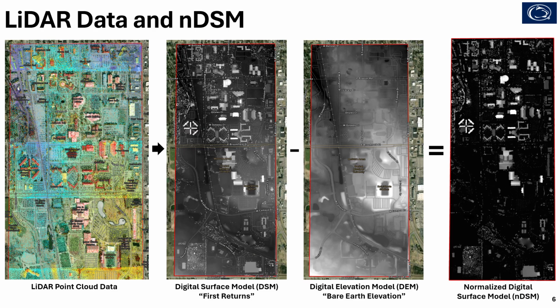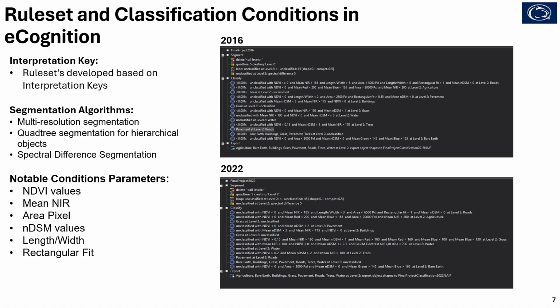This NDSM was then imported into eCognition and used as a conditional parameter during segmentation classification to help distinguish tall features such as trees and buildings from ground level surfaces. These were the rule sets that I developed in eCognition for segmentation and classification based on the interpretation key tables that I generated, which involved gathering different spectral, geometric, and textural properties from the 8 land cover classification types that you'll see later on. So notable conditional parameters that I used were NDVI values, NDSM, mean near infrared value, number of aerial pixels, and length and width properties.